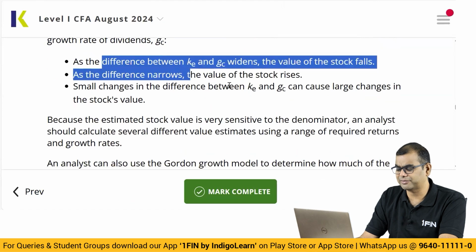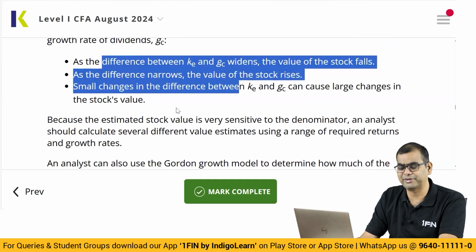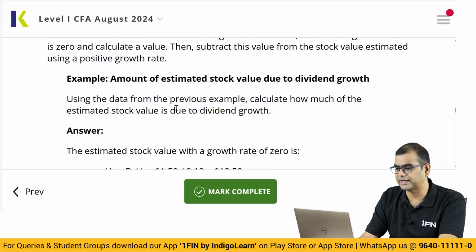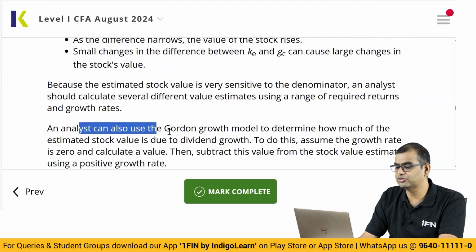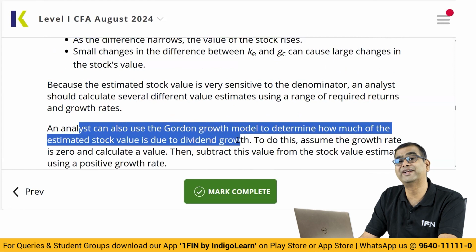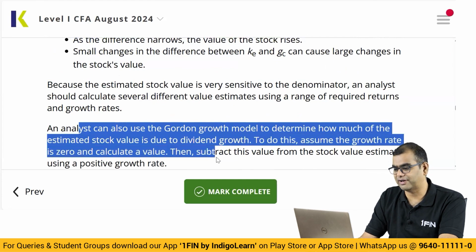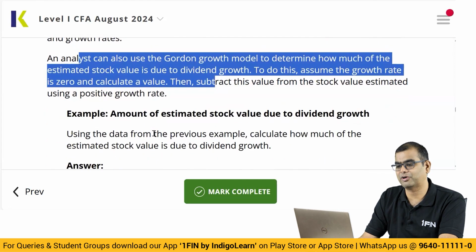Then we discussed what happens if the gap between KE and G widens and narrows and all of that. Then there is this point. An analyst can also use the Gordon GGM to determine how much of the estimated stock value is due to dividend growth. To do this, assume the growth rate is 0 and calculate a value, then subtract this value from stock value using a positive growth rate.